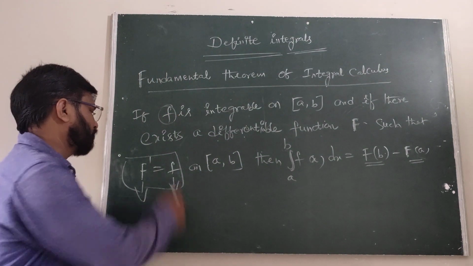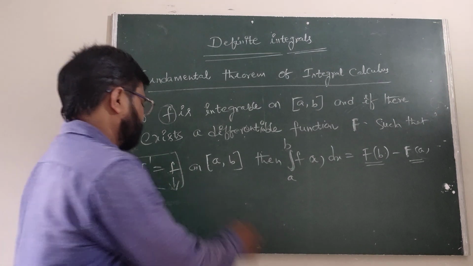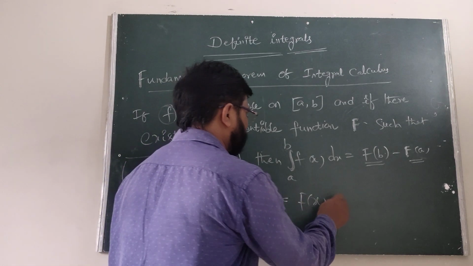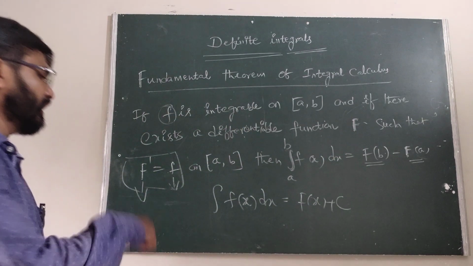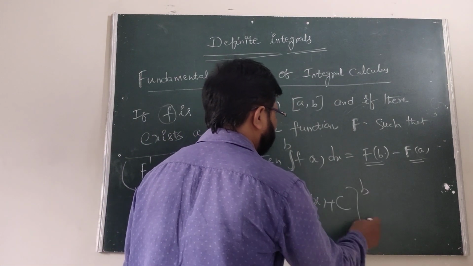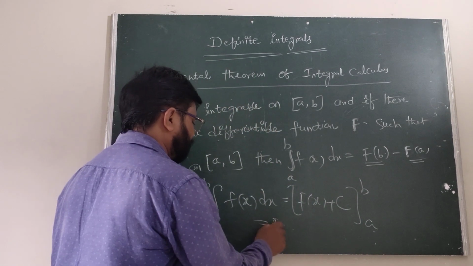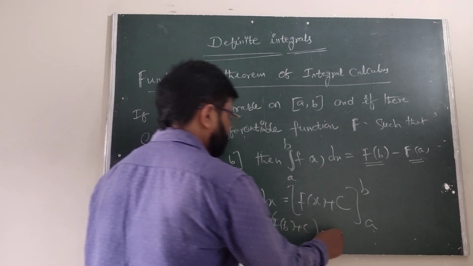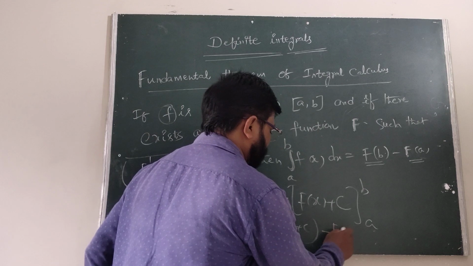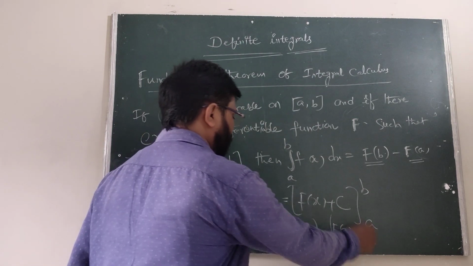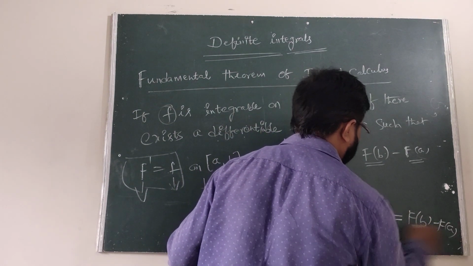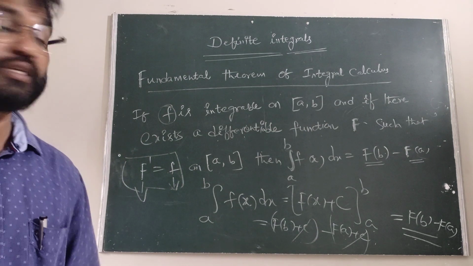Like this, as in previous classes, the integral of f of x dx equals F of x plus c. Here we take the integral from a to b, which means we substitute b: F of b plus c, minus, when we come to the lower limit, F of a plus c. You can cancel these two, and we get F of b minus F of a.